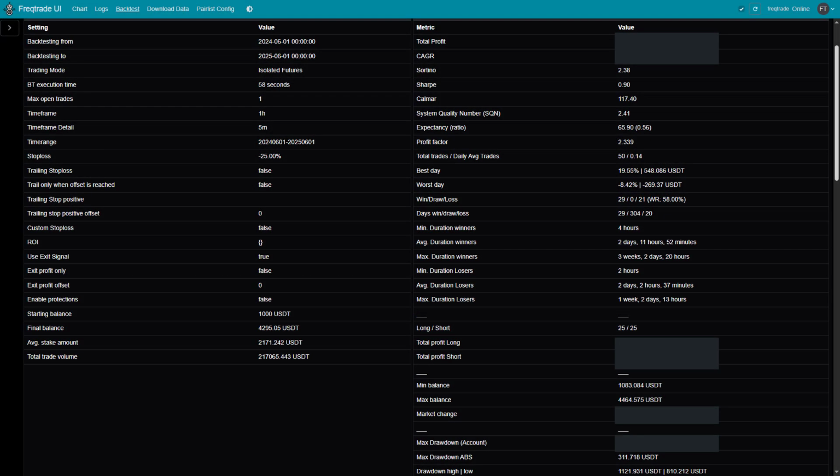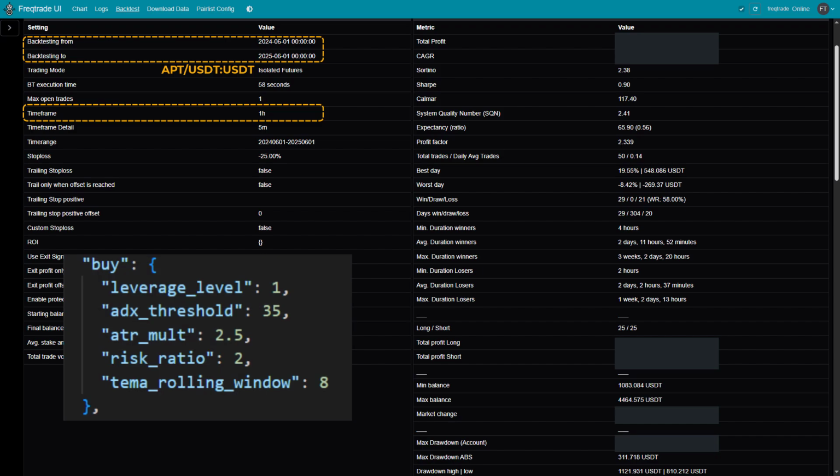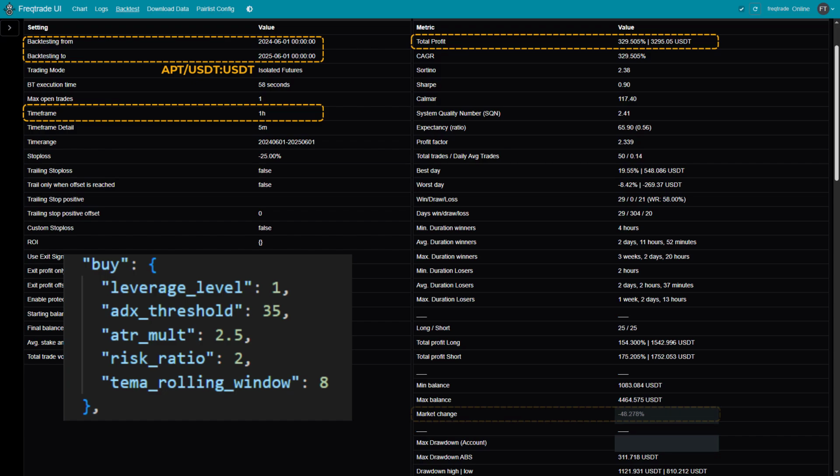All right, let's take a closer look at the backtesting results. The backtest was run on APT perpetual futures using a 1-hour time frame, covering the past year with the optimized settings. Now, let's break down the results. The strategy returned a 329% total profit over the year. In comparison, the market itself dropped by 48% during the same period. The maximum drawdown was 14.69%, which means the strategy experienced some pullbacks. But overall, it managed risk well and remained profitable.